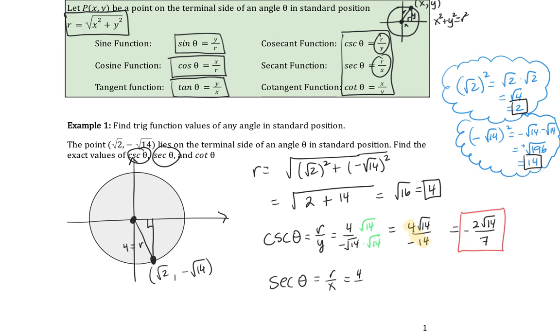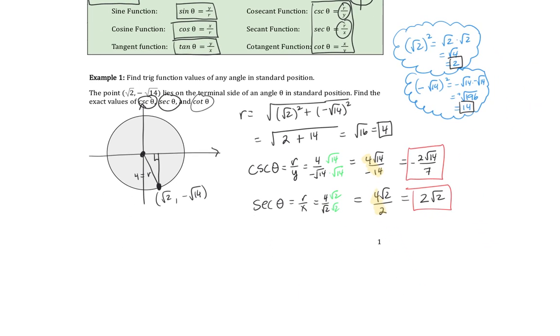Our r is 4, our x is square root of 2. And rationalizing that denominator, we get 4 times square root of 2 all over square root of 4, which simplifies to 2. And then just simplify that fraction. 4 divided by 2 gives us 2 times the square root of 2. Good. All right, and last one, we need to find cotangent of theta.